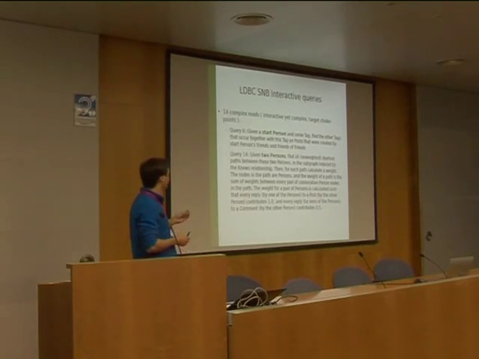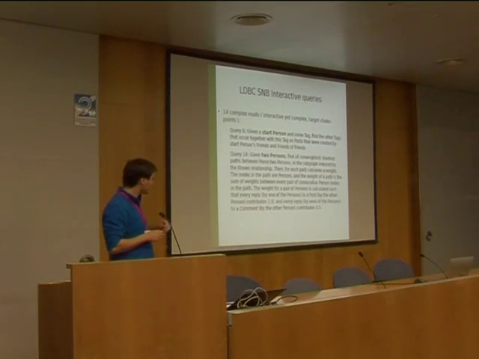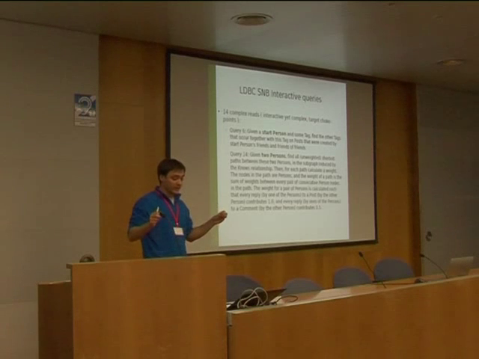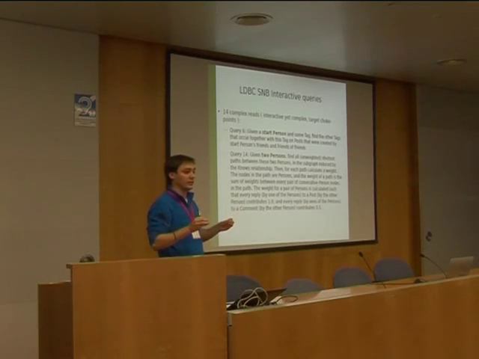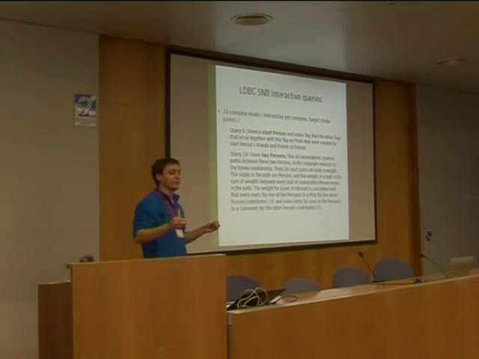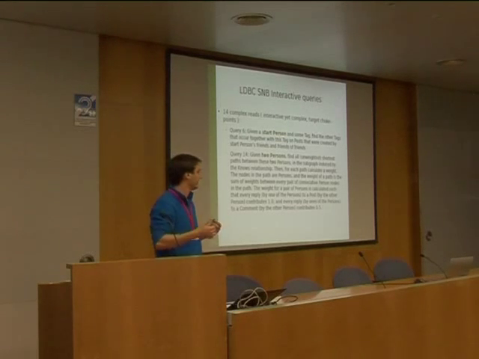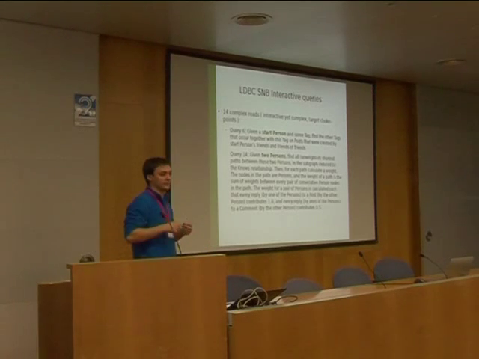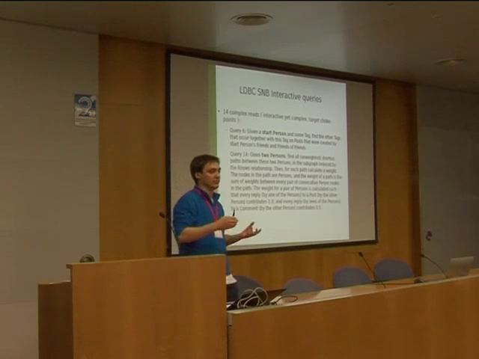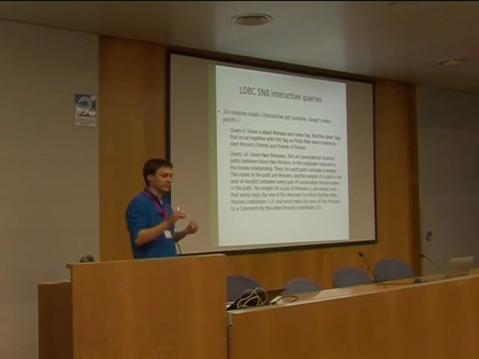Another type of query is more traversal-like, which is query 14, which is given 2 persons. We look for all the shortest paths between these 2 persons, and then we compute a kind of similarity score for each path that is based on the similarity between the persons that are in the path.